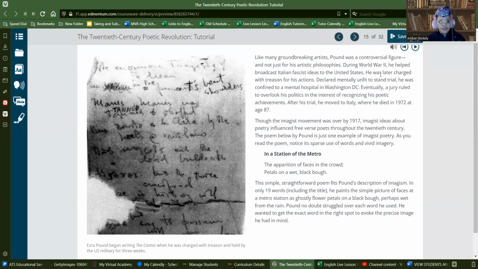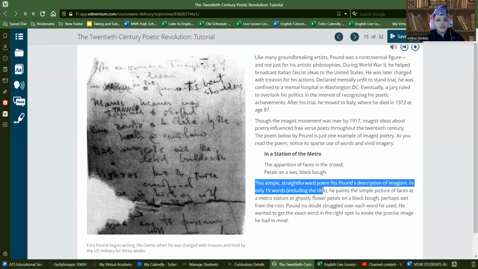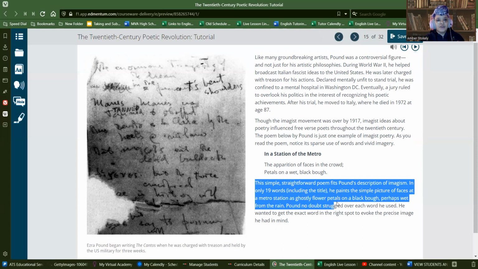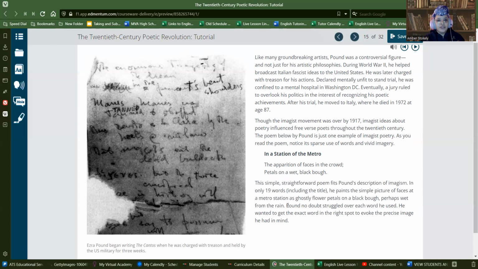Then they explain how the station of the metro is an example of Imagism. It says, this simple, straightforward poem fits Pound's description of Imagism. In 19 words, including the title, he paints a simple picture of faces at a metro station as ghostly flower petals on a black bough, perhaps wet from the rain. They want you to keep in mind that he struggled over every word that he used here. He is comparing the faces in the crowd to petals on a bough.